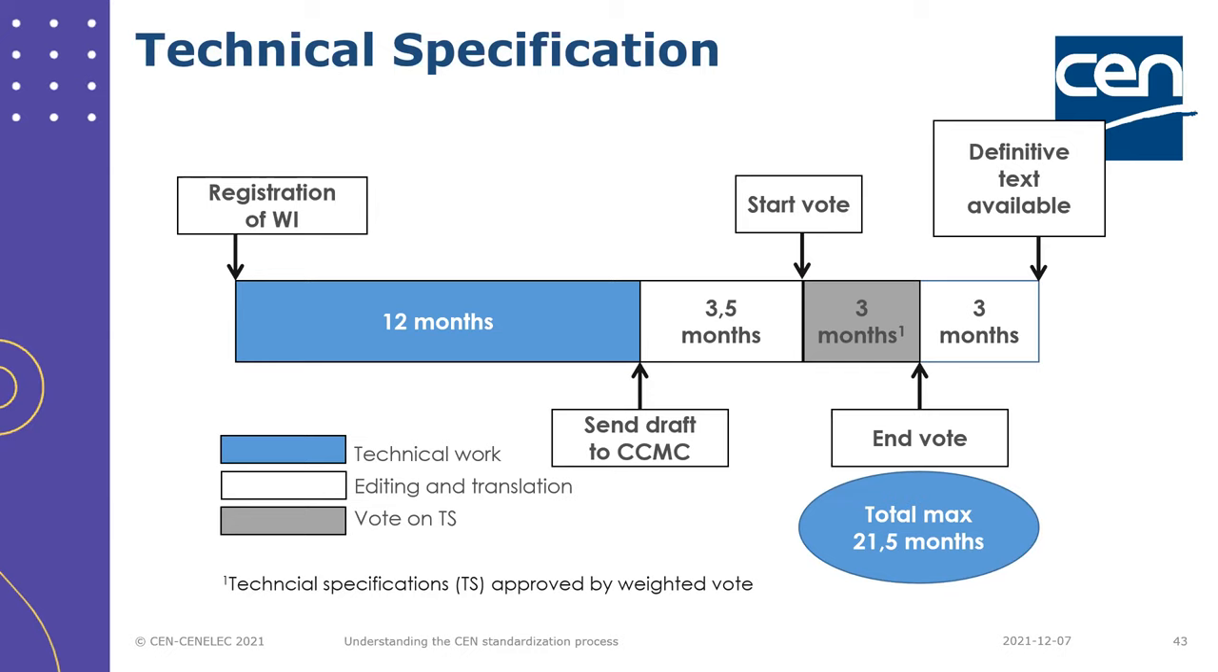From the moment that the new work item is created, the TCs normally have 12 months to develop the TS. Then there is a period of 3 and a half months for editing and translation, 3 months voting, and then 3 months for editing and translation. If there are technical comments after this vote, they cannot be taken into account. And in a very exceptional case, if you need a special procedure, I would invite you to discuss with a CCMC project manager to see what options are available. Again, the total maximum time to develop a TS would be 21.5 months. Normally a standard takes between 2 to 3 years, so the TS is a much faster procedure as well.